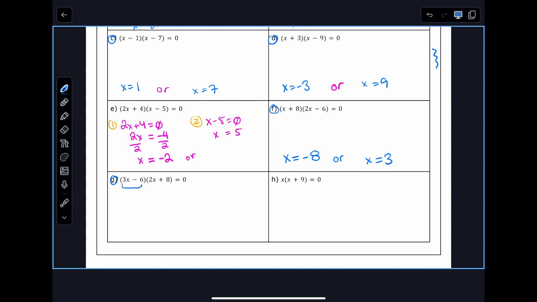So here, I know I'm going to have +6 divided by 3, which is going to give me my first 0 of 2. And here, I know that's going to be -8 divided by 2, which is equal to -4. Did you get negative? Yeah, good job.